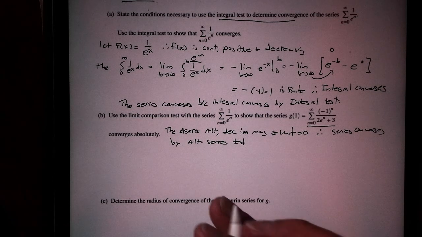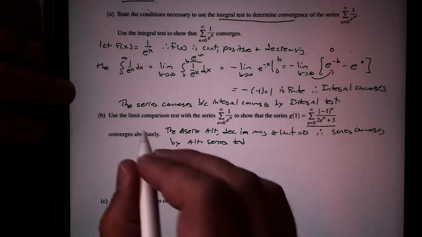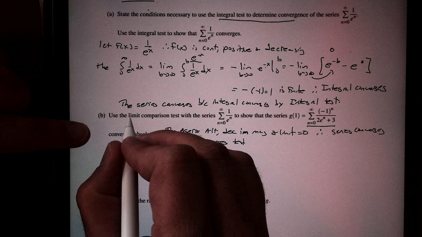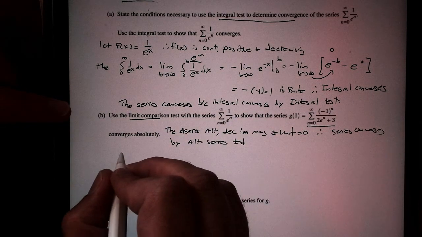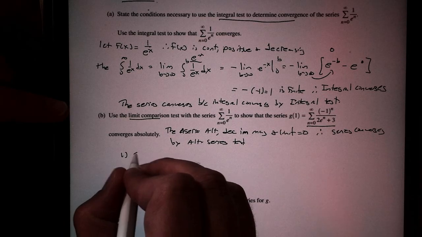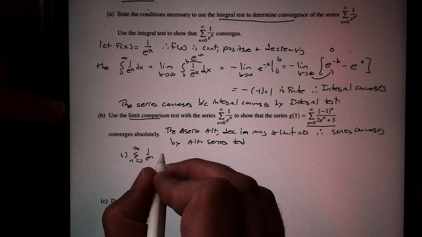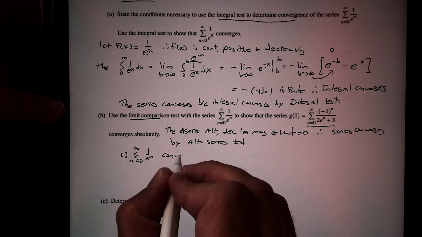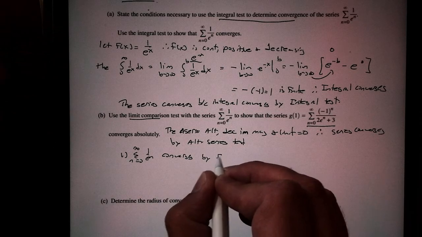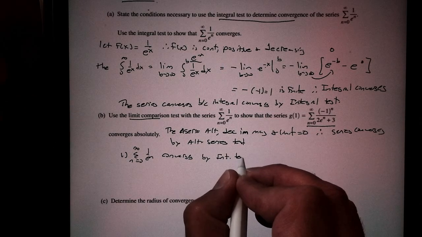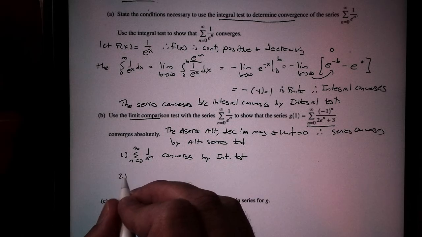Next, we want to find it. Now they tell me to use the limit comparison test. Now we already know, so step 1, I'm going to say that the series, 0 to infinity of 1 over e to the n, this already converges. We already know that because we did the integral test. We already showed that. So step 2 says to do the limit comparison now.